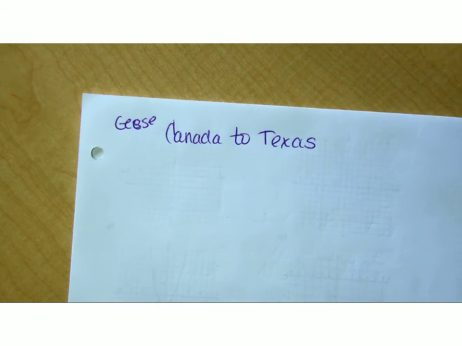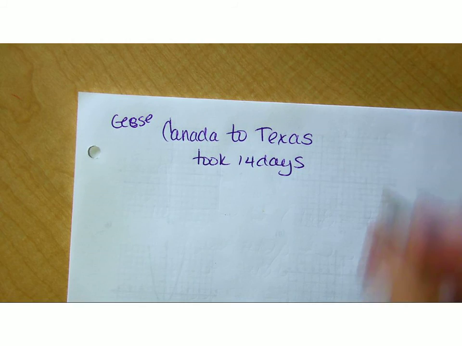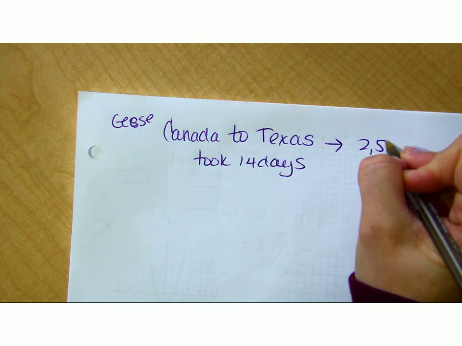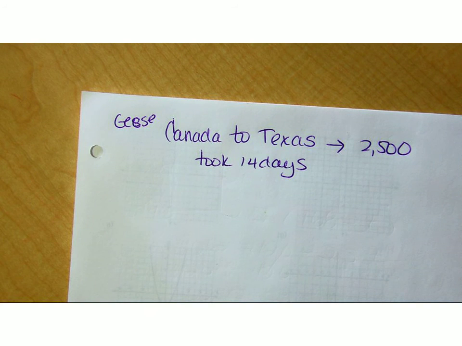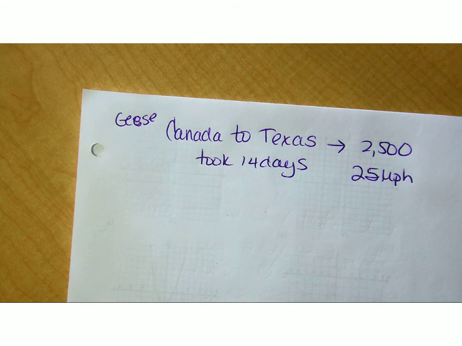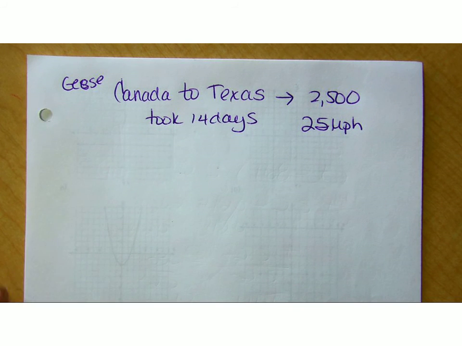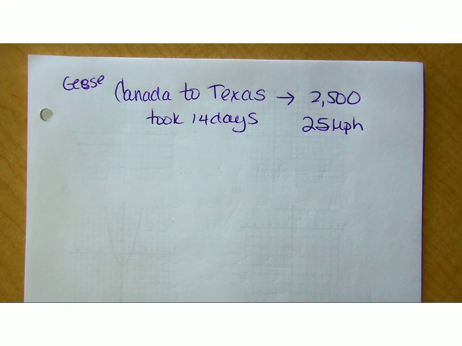They went from Canada to Texas. It took them 14 days to get there. Canada to Texas is roughly 2,500 miles from where they started to where they landed. They were traveling at a rate of 25 miles per hour, an average rate. Here's my question. Did these geese for 14 days straight never stop to eat or rest? No, just like the canoers, they took a break. So my question is, how many hours were they not flying for?